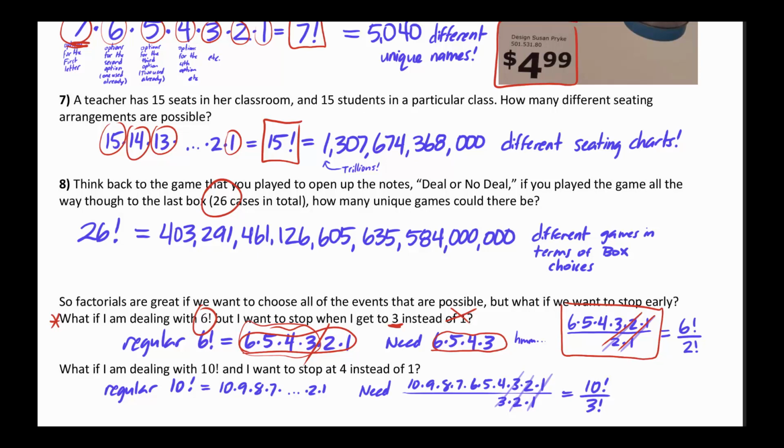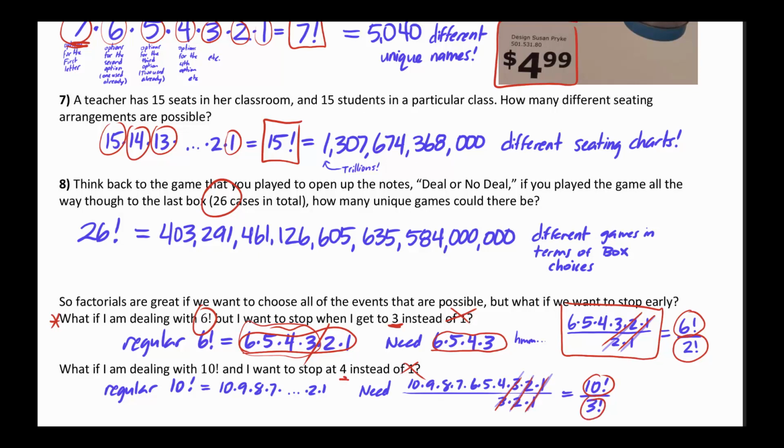So the top, if we were to rewrite that idea, that's 6 factorial. The numbers that I needed to cut out, those are on the bottom, 2 factorial. So would this work for another problem? What if I'm dealing with 10 factorial and I wanted to stop at 4 instead of 1? So I wanted to go 10 all the way down to 4. On top, 10 factorial right there. But then crossing out 3 and 2 and 1 means I need to have 3 factorial on the bottom.